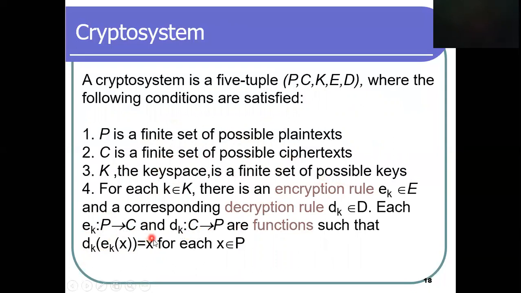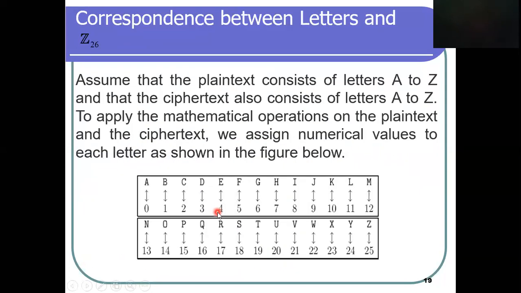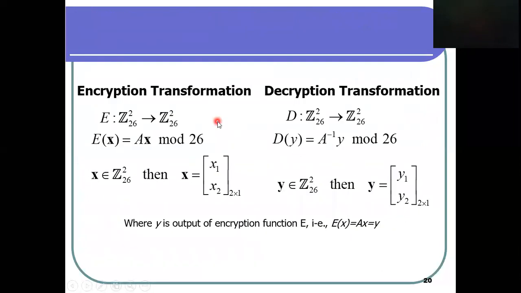So this is the correspondence between letters and Z26. A is mapped to 0, B is mapped to 1, C is mapped to 2, D is mapped to 3. It is a one-to-one correspondence between the set of letters and the set of integers modulo 26. So Z is mapped to 25. For the encryption function, I take a transformation from Z26^2 to Z26^2, where E of x is A into x mod 26, and x belongs to Z26^2, so it can be written as a 2 cross 1 column vector.